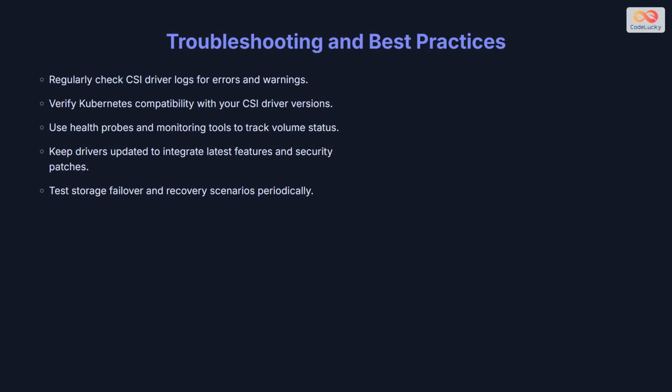Regularly check the logs of CSI drivers for any errors or warnings to catch issues early. Always verify that the CSI drivers are compatible with the version of Kubernetes you are using. Use health probes and monitoring tools to track the status of volumes. Keep drivers updated for new features and security fixes. Periodic testing of storage failover and recovery ensures reliability.